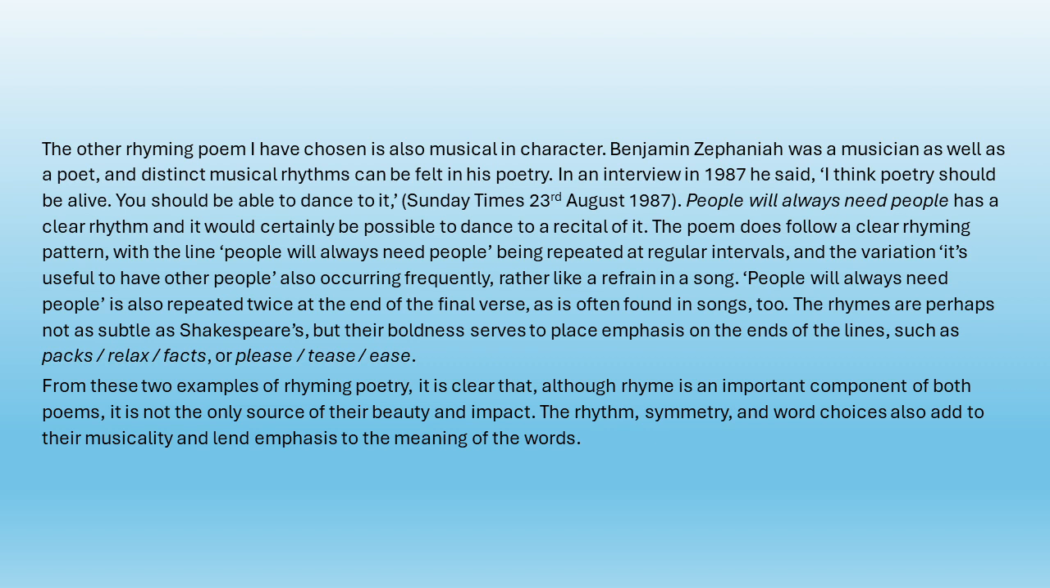"People Will Always Need People" has a clear rhythm, and it would certainly be possible to dance to a recital of it. The poem does follow a clear rhyming pattern, with the line "people will always need people" being repeated at regular intervals, and the variation "it's useful to have other people" also occurring regularly in between, rather like the refrain of a song. "People will always need people" is repeated twice at the end of the final verse, as is often found in songs too.